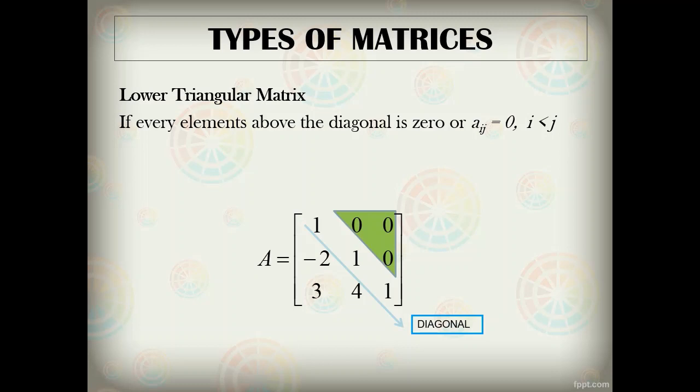In contrast to the matrix before this, whenever you only have the elements below the diagonal, where this is the diagonal element, while the upper elements are all 0, this is called lower triangular matrix, because you only have the elements for the lower part. So this is lower triangular matrix.